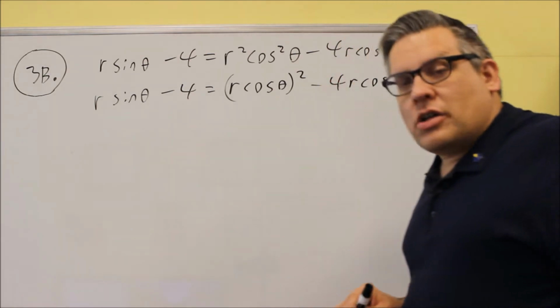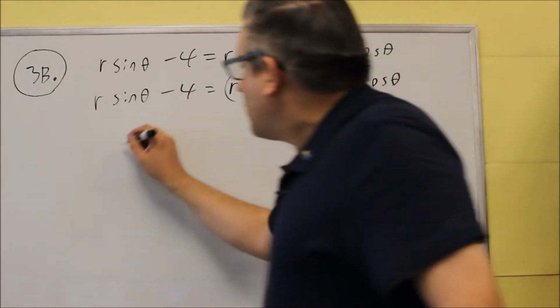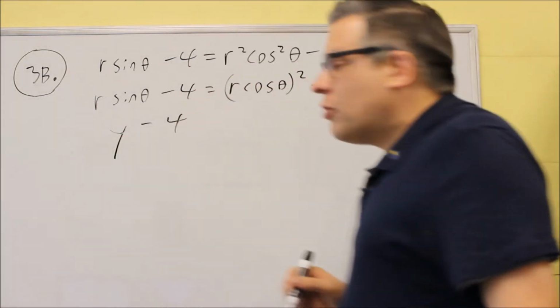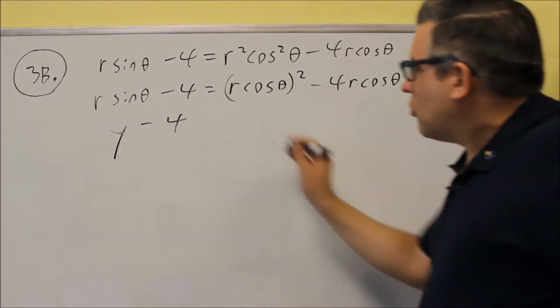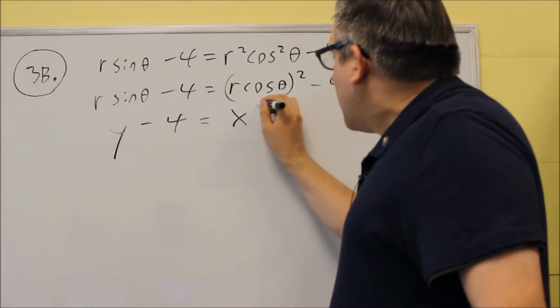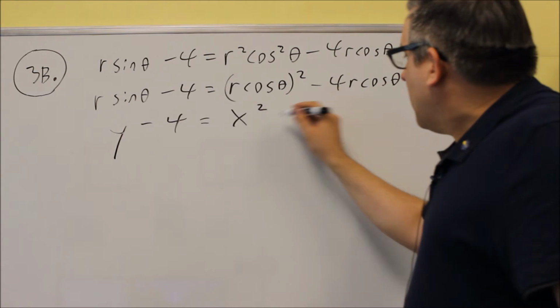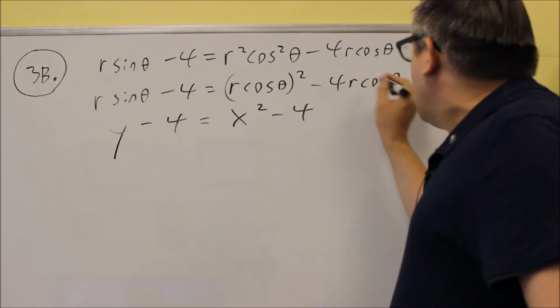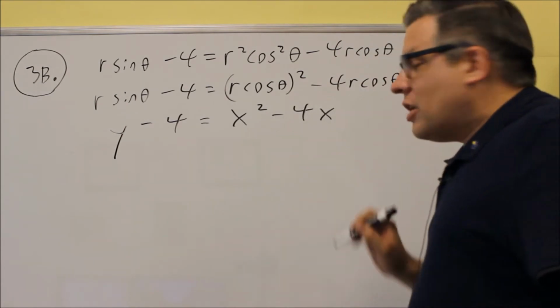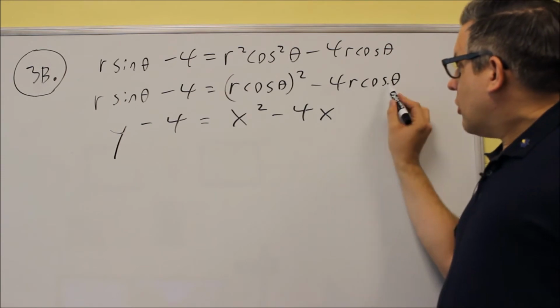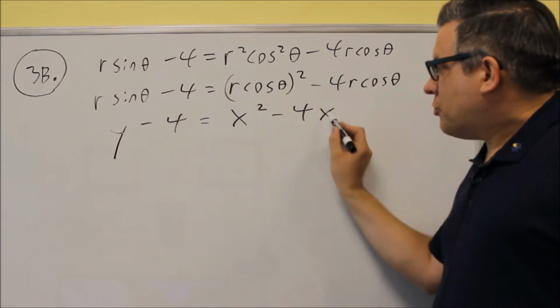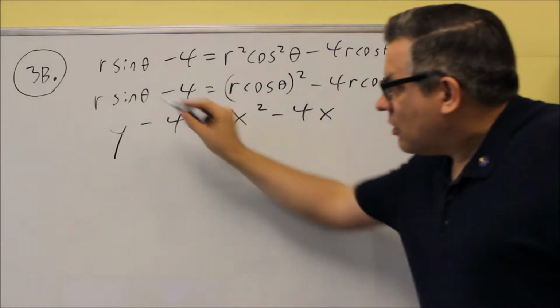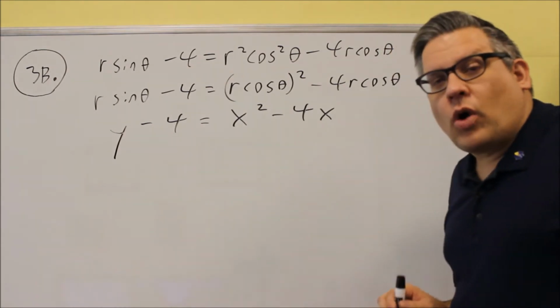So here we have r and the r sine. Now r sine itself is a y. So we put y in for that one, and y minus 4 will equal r cosine would be x squared, and then minus 4 cosine, that's going to be an x. So r cosine goes into an x, we put that in for both places here. The r sine turns into a y.